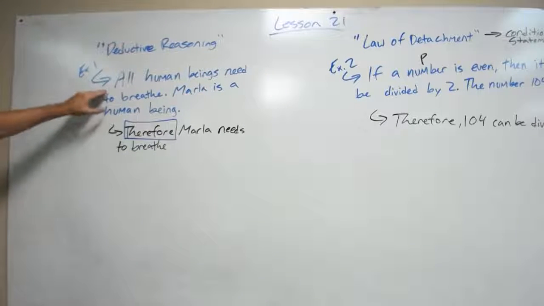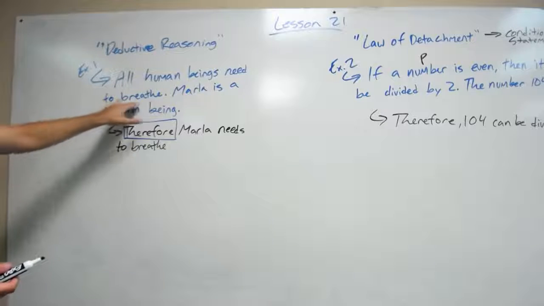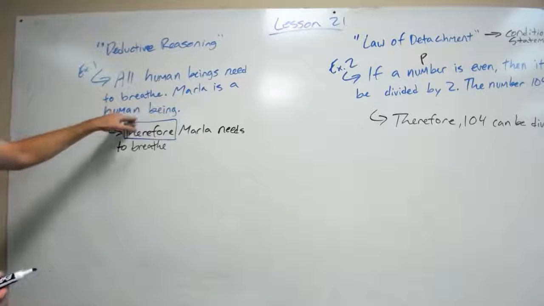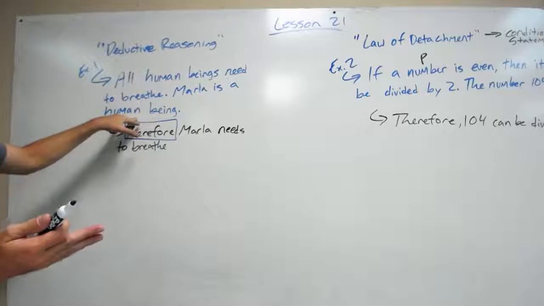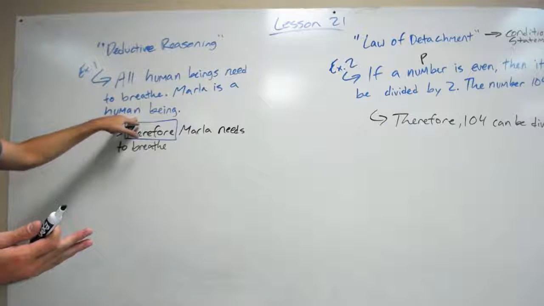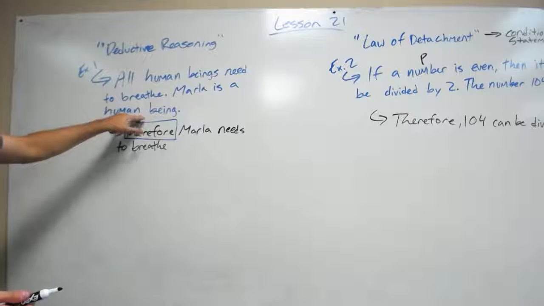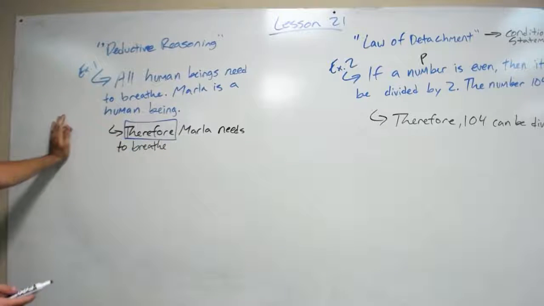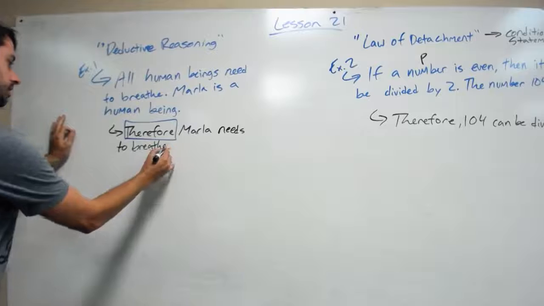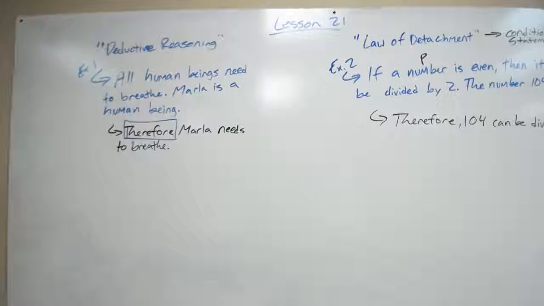But for example, in deductive reasoning, just a very obvious type of statement: all human beings need to breathe. Marla is a human being. This is the statement that we are given. So what is our therefore statement that we could make? Well, if all human beings need to breathe and Marla is a human being, we could say, therefore, Marla needs to breathe. And so that's deductive reasoning, just using that logic. Obviously, that's a given, but that is deductive reasoning.